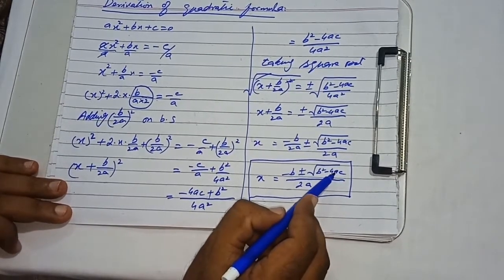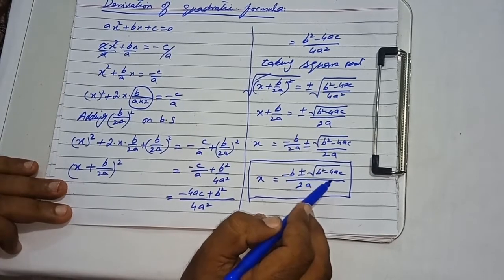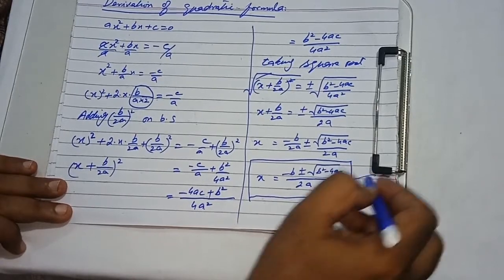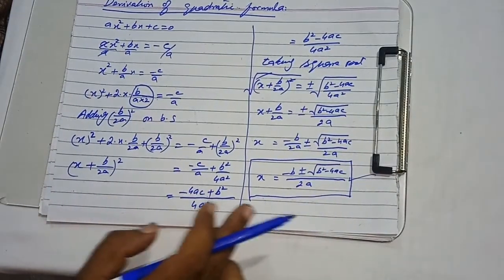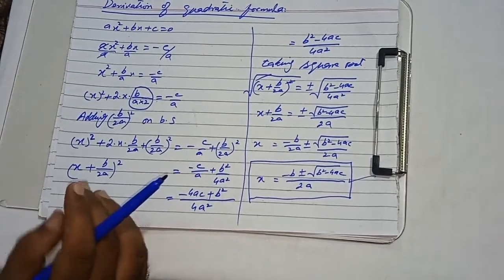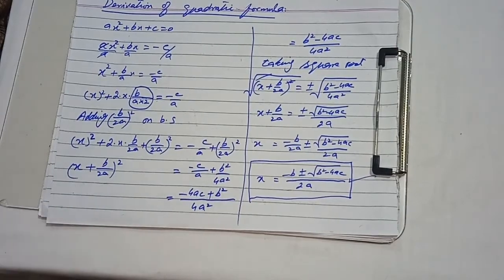And I have already explained what a, b and c are. A is the coefficient of the square term, b is the coefficient of the x term, and c is the real number. So keep in mind that it is the quadratic formula, and we have to use this formula in exercise 1.2. Now I am going to solve one or two parts of questions of exercise 1.2.